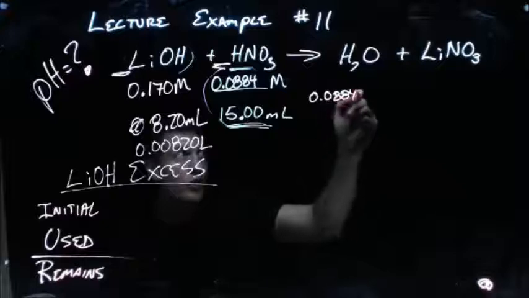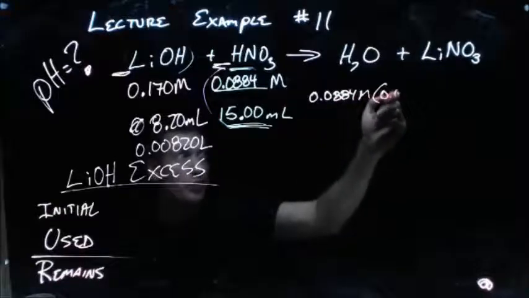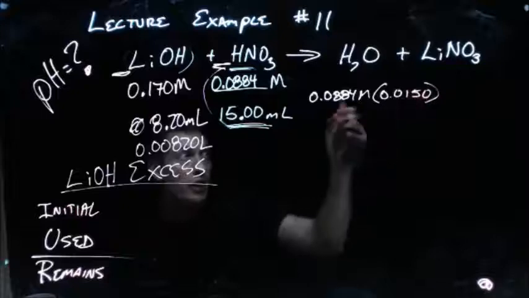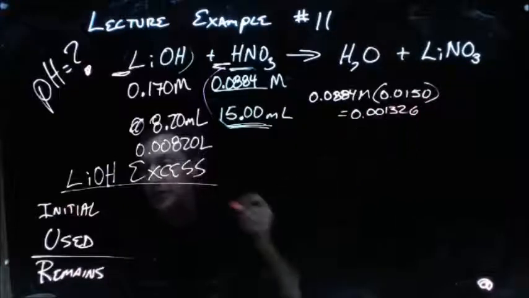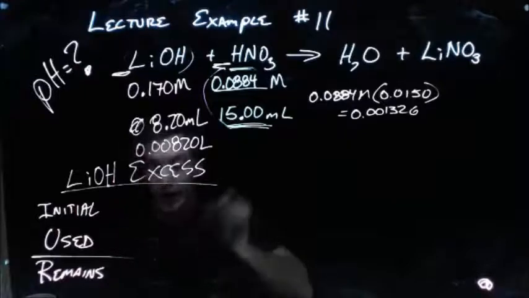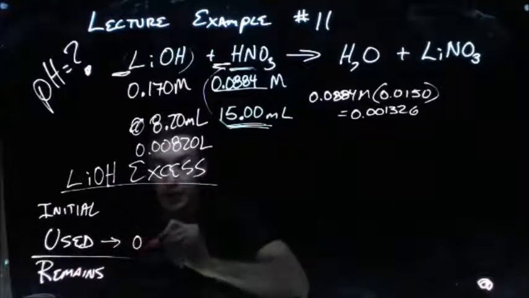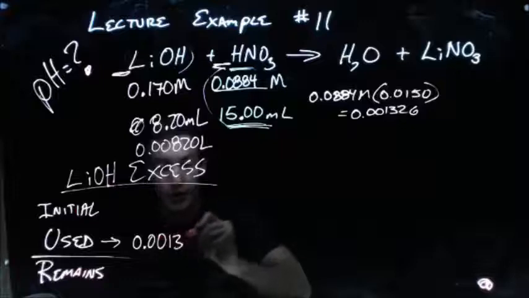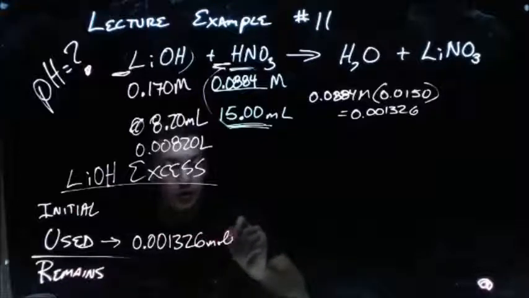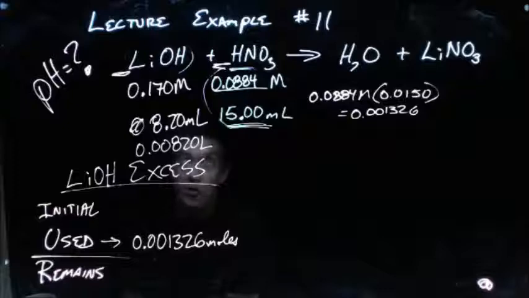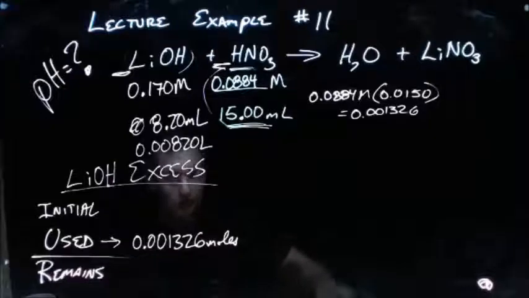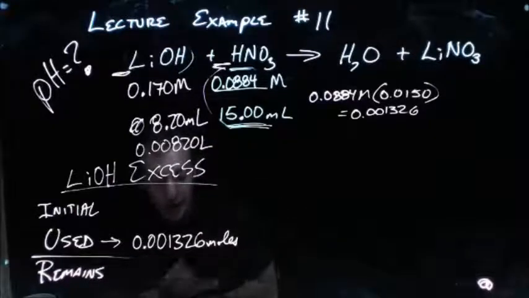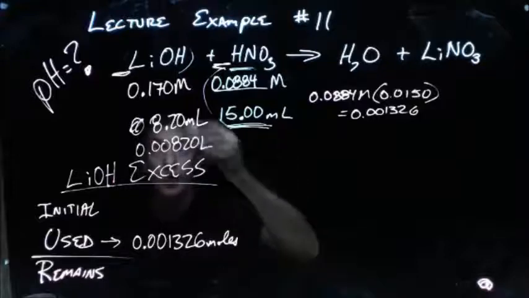So that is 0.0884 molar times 0.0150, and oh, is that really 0.001326? Yes it is. So that is the amount that can be used up. 0.001326 moles of lithium hydroxide will be neutralized by 0.001326 moles of nitric acid. How much lithium hydroxide do I have this time around? Well, we'll do the same thing.